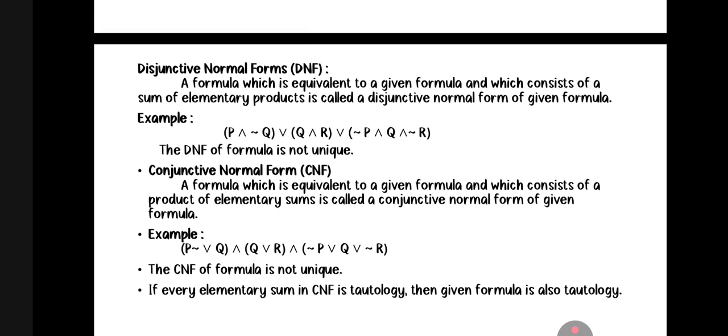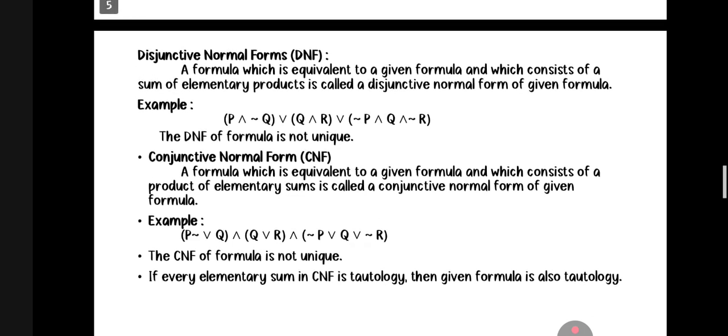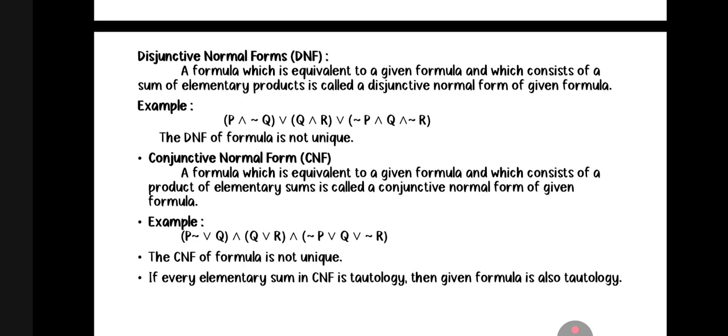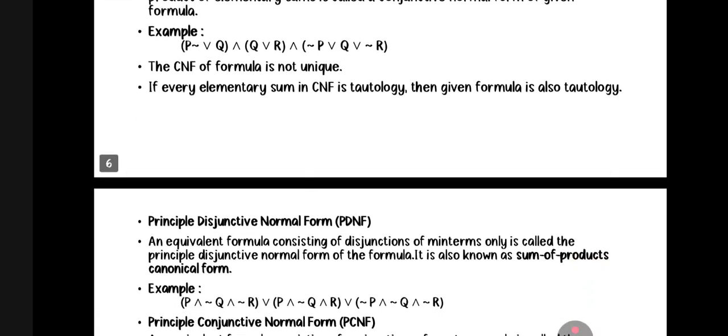The conjunctive normal form. The formula which is equivalent to the given formula and which consists of a product of elementary sums is called a conjunctive normal form of the given formula. The formula is there. The CNF of a formula is not unique. If every elementary sum of a CNF is a tautology, then the given formula is also a tautology.